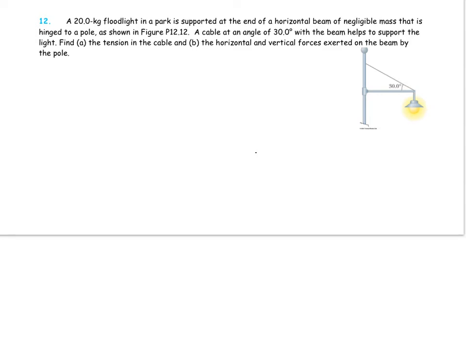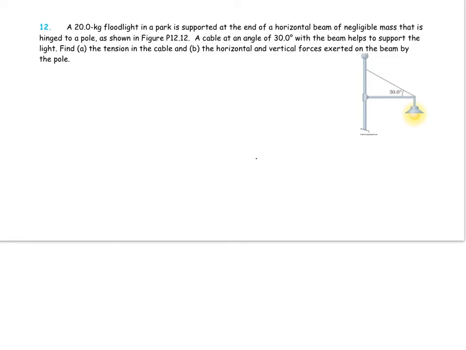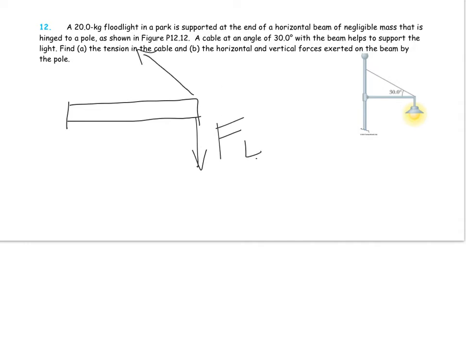To start this problem, I'm going to start by drawing a free body diagram of the pole. So I will have my pole. I will have the force of the lamp. I will have the force tension of the rope, and I will have some reactive force, both normal force and frictional force, from the base. And I'll call that F base, and I don't know much about that.